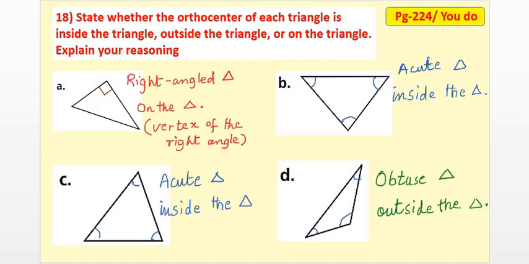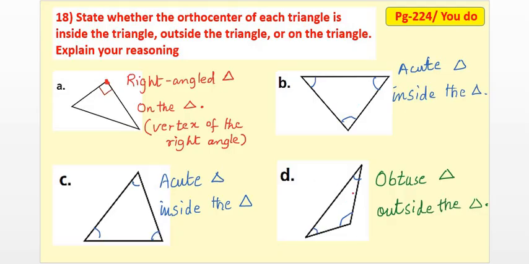Here is the answer for question number 18. So here the triangle is a right angle triangle. The orthocenter will lie on the triangle. On the triangle means it will be lying on the vertex where you have the right angle. This triangle is an acute triangle, so the orthocenter will be somewhere inside the triangle. Same is the case for B.